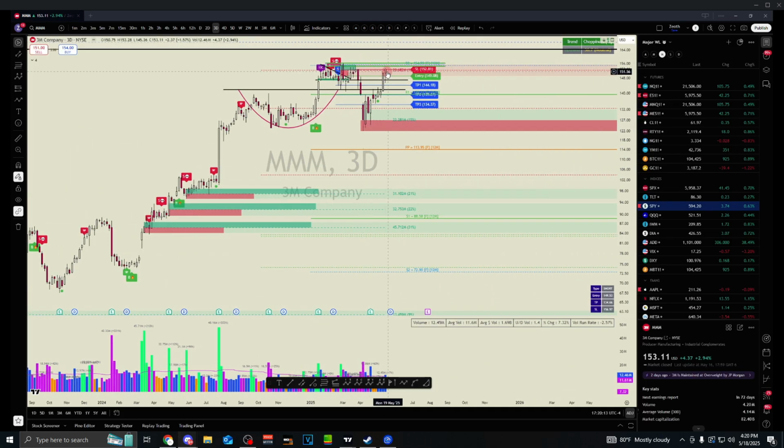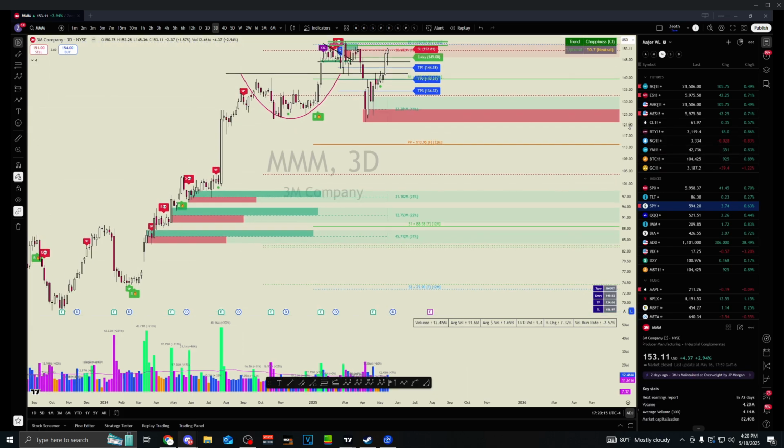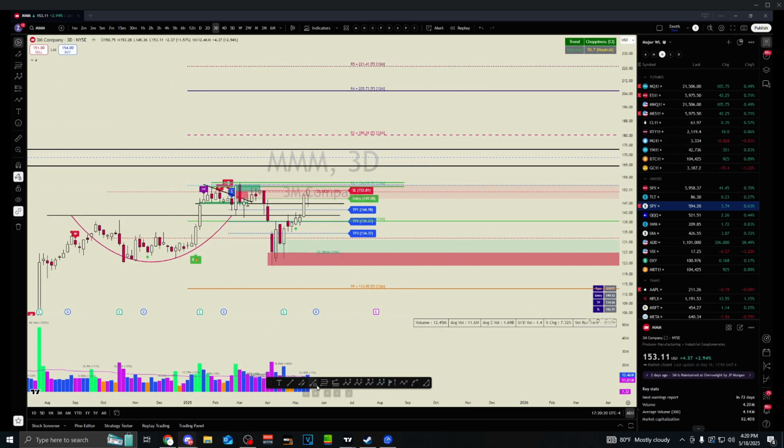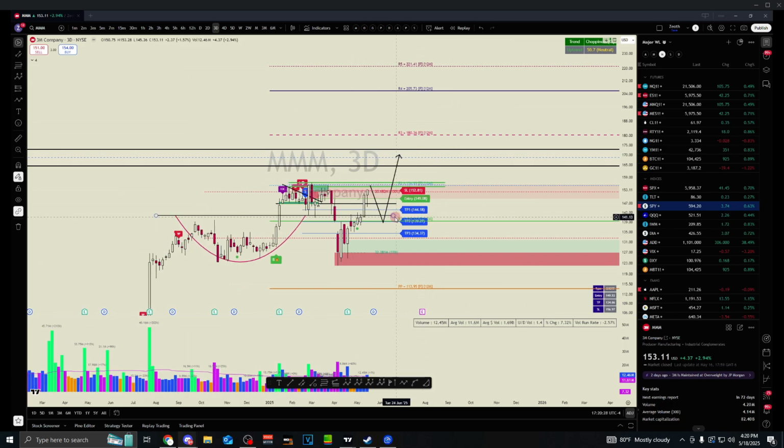So if we get a pullback on this zone, and on a smaller time frame, this is what it's going to be. If you get the pullback, it's going to come back over here, and then we're going to go to the upside around over here. So get ready to watch that thing as well.